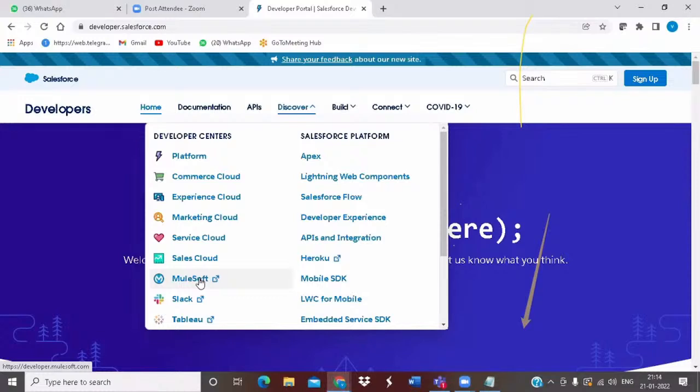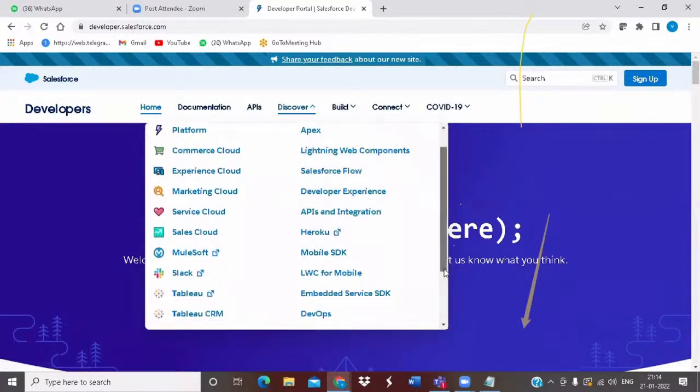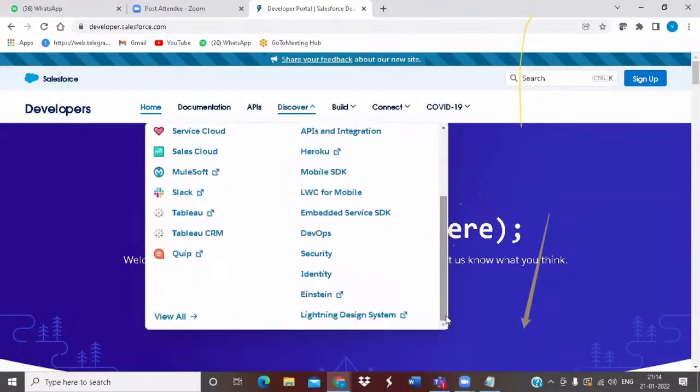Recently, Salesforce took over this company to strengthen what? Integration. Understand, all of you? MuleSoft is actually a separate company, recently taken over by Salesforce to strengthen the integration stack. What is the next one here? Reporting purpose. Apex programming language. LWC, writing web components. Salesforce Flows. Developer experience. Heroku, Mobile SDK, LWC. So there are so many things we can see here. Einstein, we just discussed it.